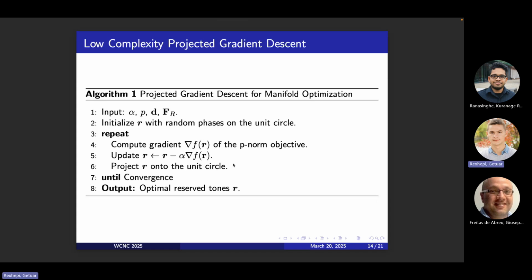Then we have the data signal and the Fourier matrix. First of all, we initialize R with random phases on the unit circle, and then we compute the gradient shown in equation 10, update the reserved tones by the gradient descent step, and then project this vector to the unit circle until convergence. And then at the end, we have the optimal reserved tones R.